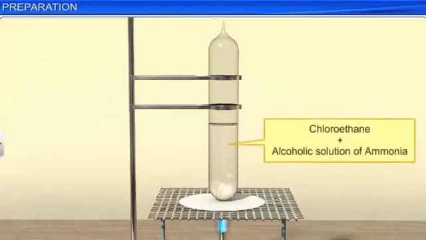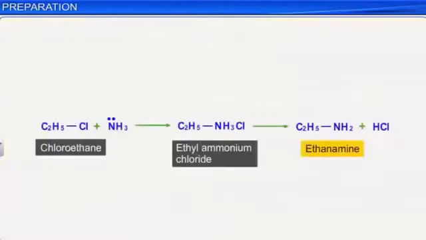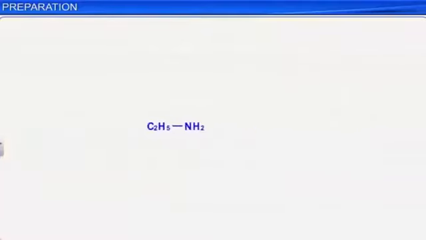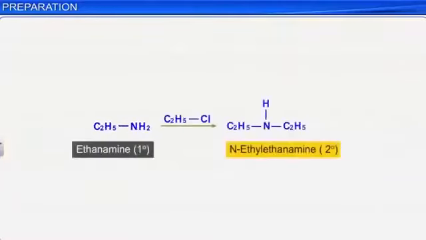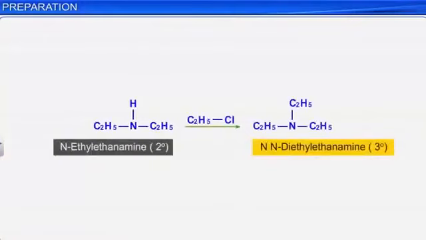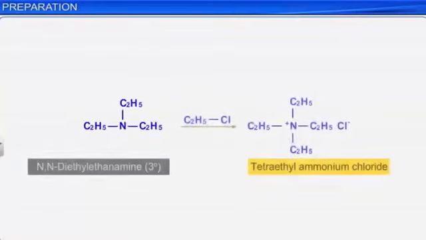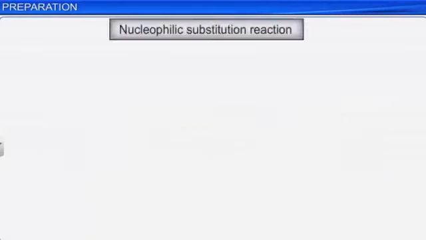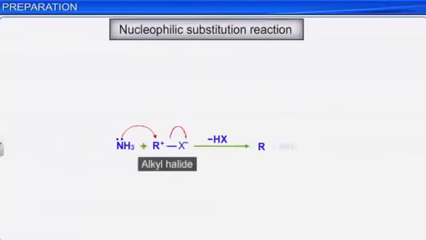For example, when a mixture of chloroethane and alcoholic solution of ammonia is heated in a sealed tube at 373 Kelvin, a mixture of ethanamine, N-ethylethanamine, N,N-diethylethanamine, and tetraethylammonium chloride salt is produced. This is a nucleophilic substitution reaction where the halogen atom is substituted by the amino group.